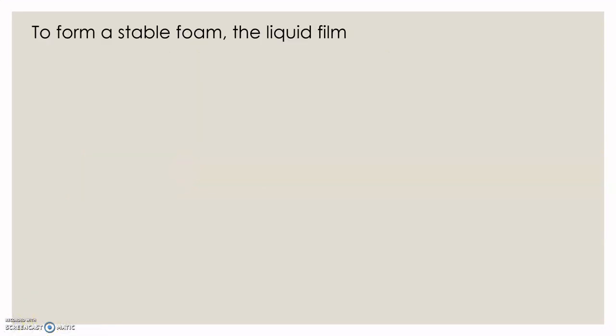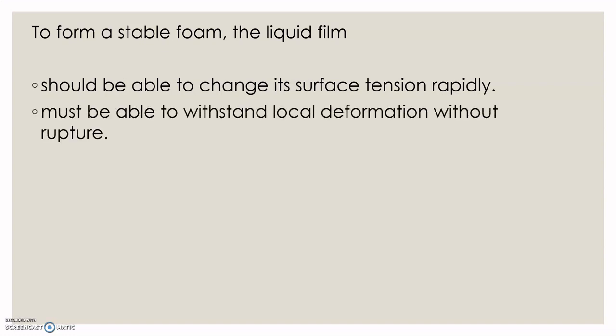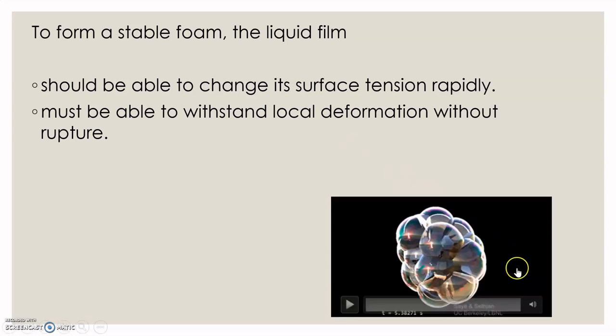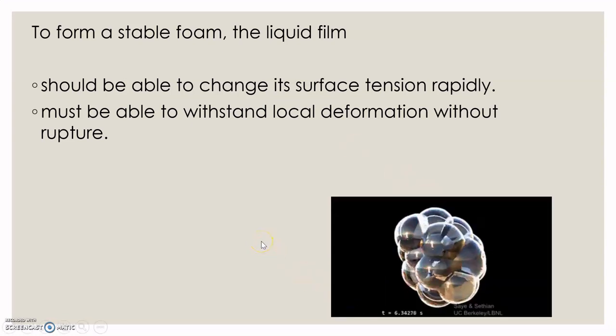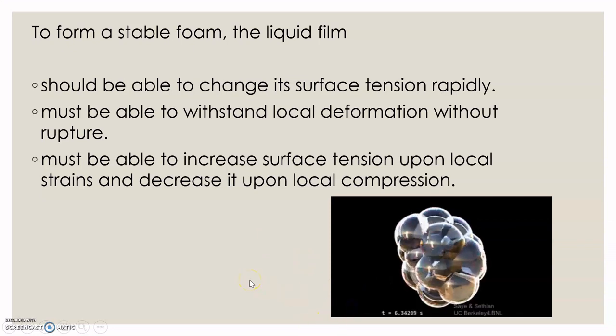To form a stable foam, the liquid film should be able to change its surface tension very rapidly. Also, it must be able to withstand local deformation without rupture. That is, if it undergoes some kind of stress or strain, it should be able to withstand it. A stable foam must be able to increase the surface tension upon local strains like this and decrease it upon local compression.